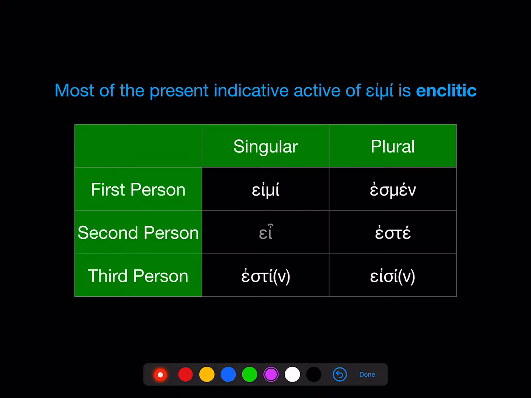Now, one more thing about eimi: most of the present indicative active is enclitic. And you may have noticed when we first looked at it that the accents are funny. Most verbs have recessive accents. In fact, most forms of eimi are recessive. But in the present indicative active, you can see that all these forms, which are all enclitic, are accented on their ultima. This one is not enclitic. Second person singular isn't enclitic, but the other five forms here are enclitic.